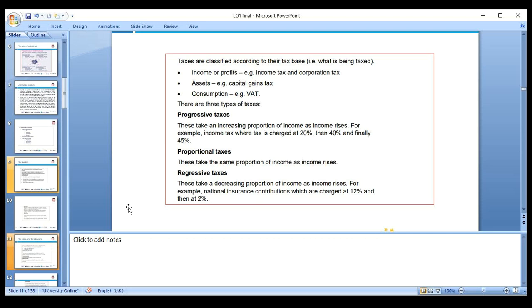I need to know about regressive taxes. What does it mean? Regressive taxes take a decreasing proportion of the income as income increases. It's not increasing in the same proportion. Like national insurance, for example. You pay 10%, but if you're earning more than 50,000, it goes to 2%. Your income tax will still be there, but your national insurance will drop.